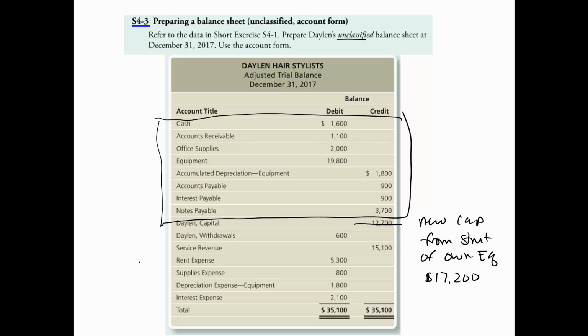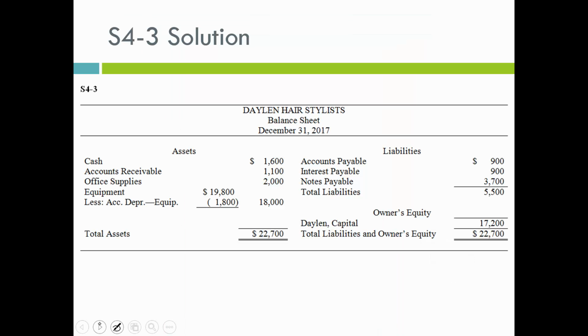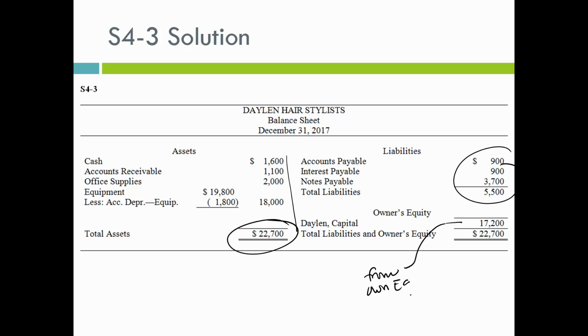So everything on the balance sheet will come from the trial balance except for capital. And so here's my unclassified balance sheet. Again, all of these came from the trial balance, except this came from the statement of owner's equity. And so my total assets equal my total liabilities and owner's equity. But everything else comes from the trial balance.